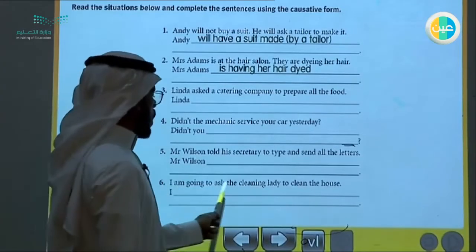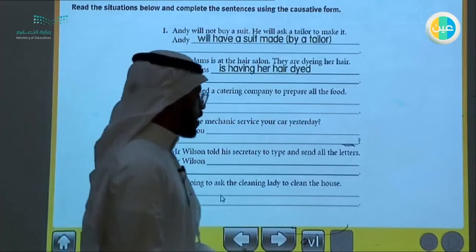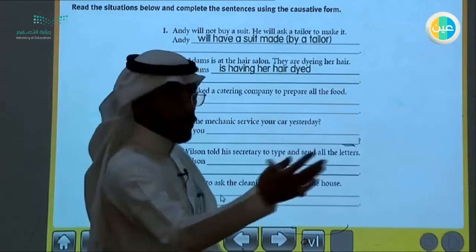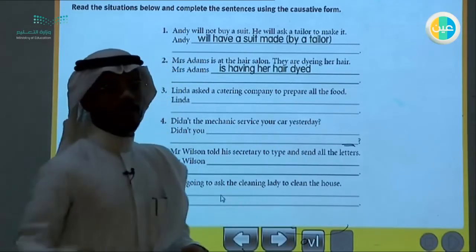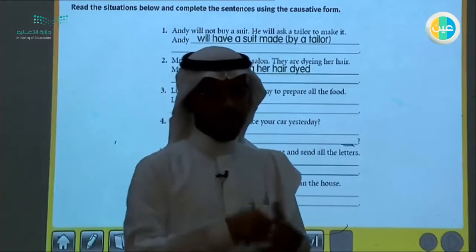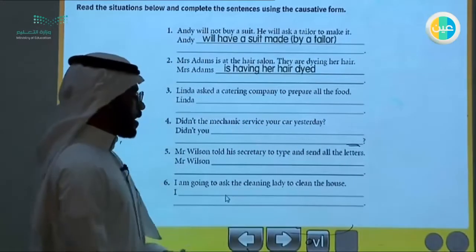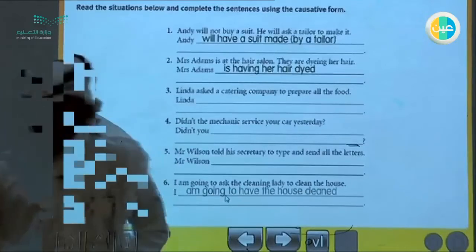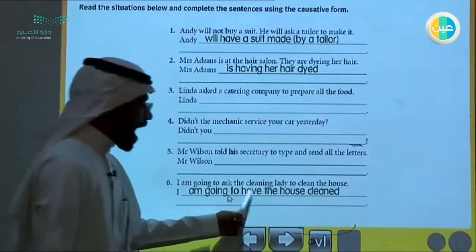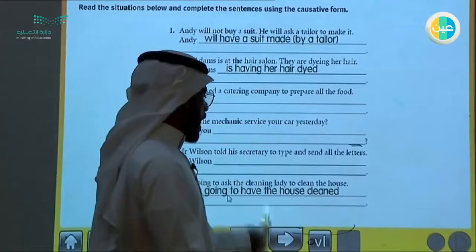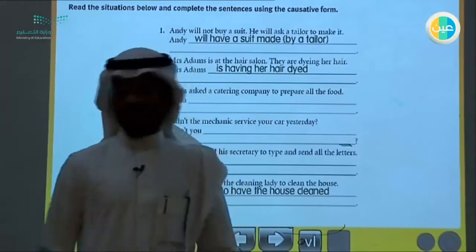I am going to ask the cleaning lady to clean the house. I'm going. This is another kind of future, another use of the future. I'm going to ask the cleaning lady. The sentence will be: I'm going to have the house cleaned.